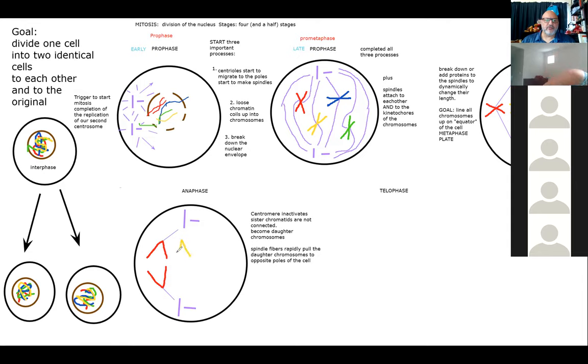Our yellow daughter chromosomes are pulled to opposite sides. Our blue daughter chromosomes are pulled to opposite sides. And our green daughter chromosomes are pulled towards the opposite poles. So again, we have those spindle fibers rapidly breaking down, rapidly pulling the now daughter chromosomes that have been separated from each other towards the poles. So metaphase is when we line up the chromosomes, we then split the chromosomes, and now the daughter chromosomes are pulled to the opposite sides during anaphase. All right, questions on that?